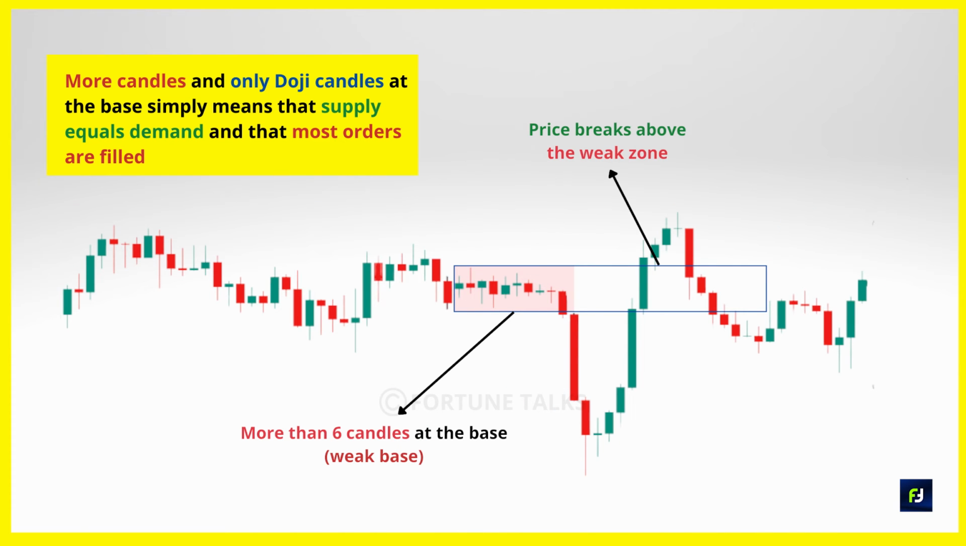For example, if the base has more than 6 candles or only has doji candles, we ignore it. The reason being, more than 6 candles and only doji candles can simply mean that the supply is equal to the demand and most of the orders are getting filled. Now, having less than 6 candles and not a lot of doji candles shows a great imbalance, and more unfilled orders are still waiting for the price to retrace back and fill them. So the zone will remain valid for them.